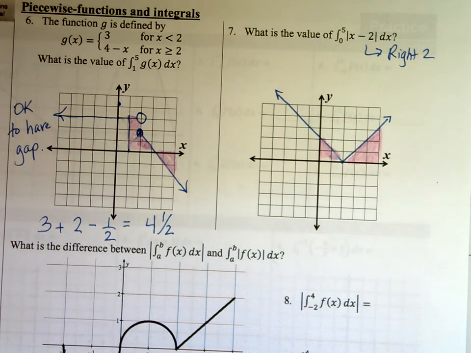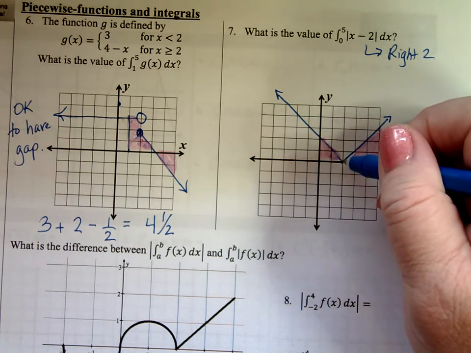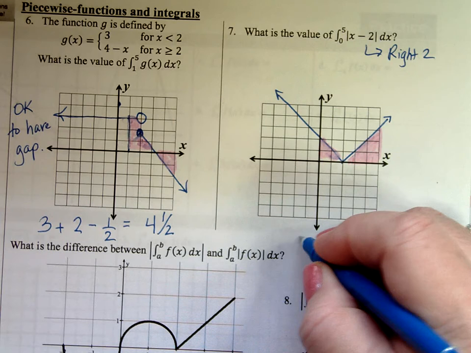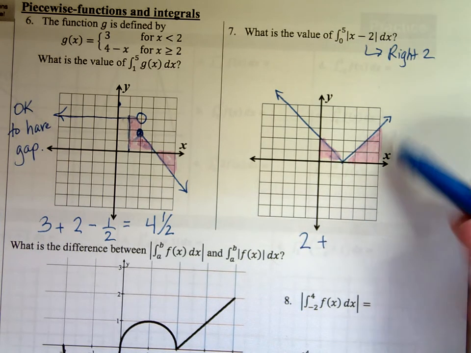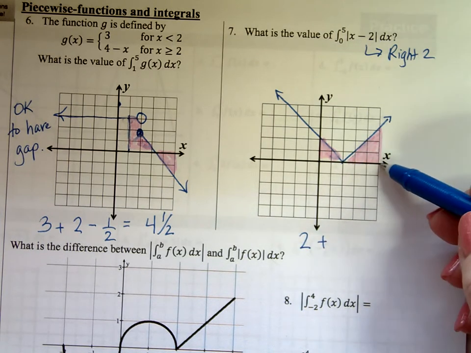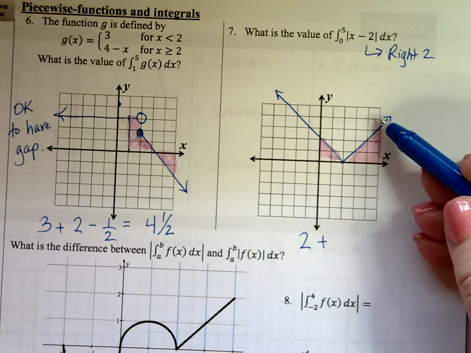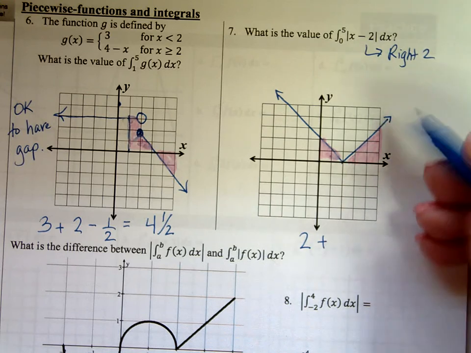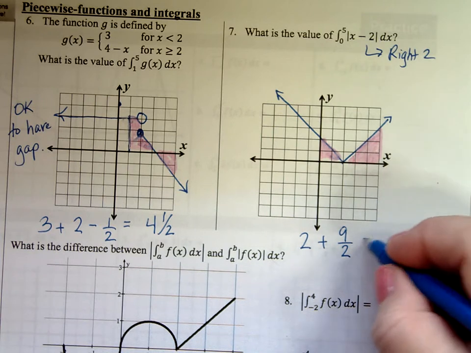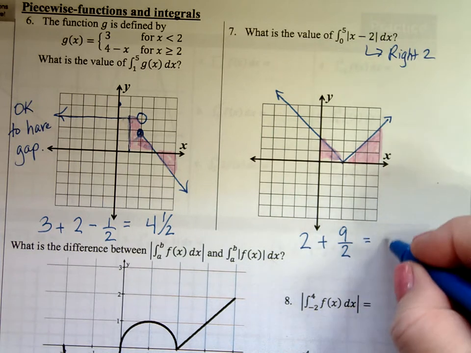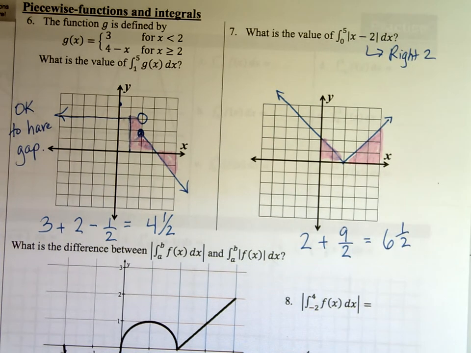All right, 1/2 the base times the height. 1/2 of 2 times 2 gives me 2. These are both above the x-axis, so it's going to be plus. 1/2 of 3 by 3, so 1/2 of 9 is 9/2. Well, this is 4.5 plus 2 more, and I get 6.5. And so there's your story for number 7.